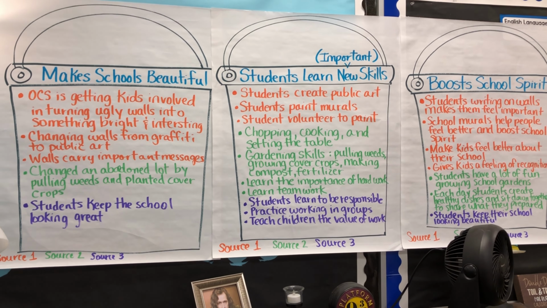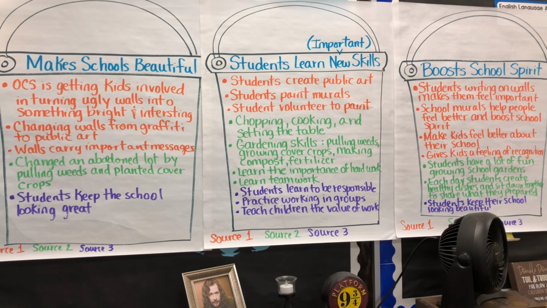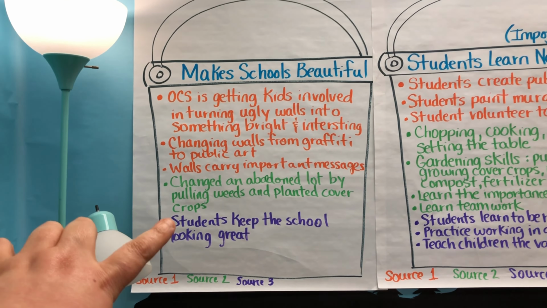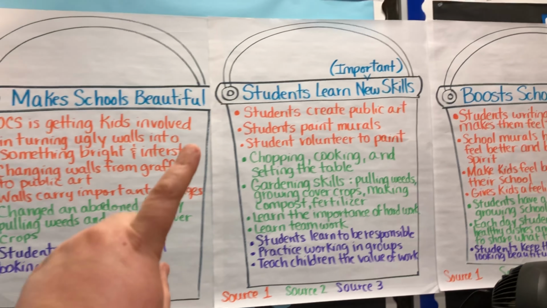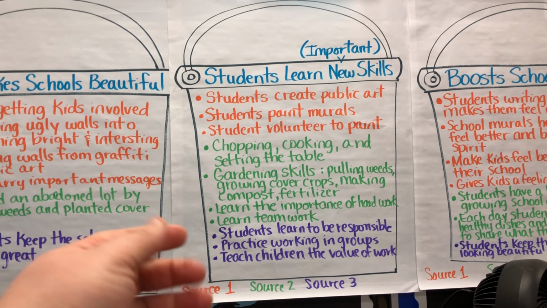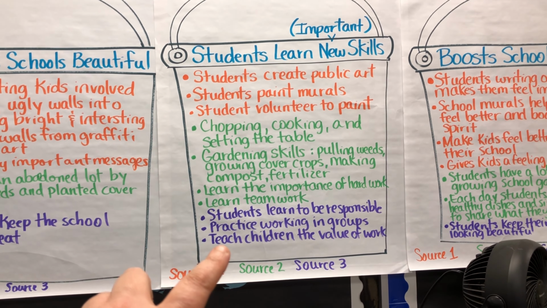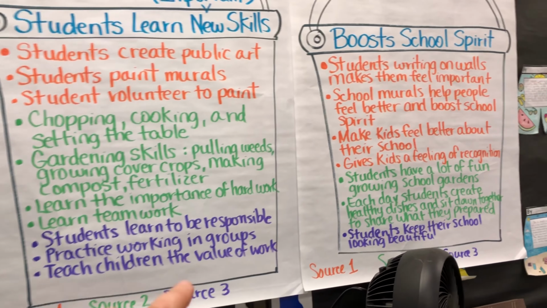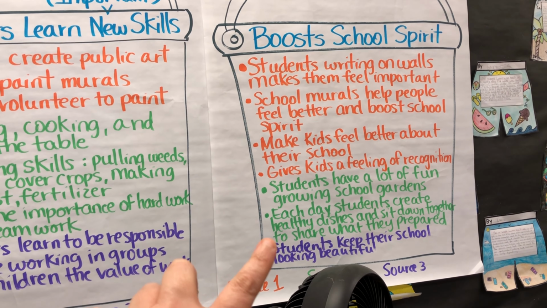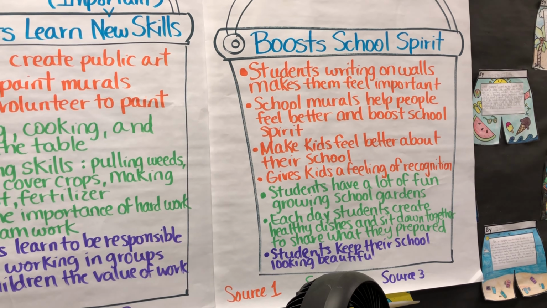And then tomorrow I'm going to show them for the opposing opinion, which is no, students shouldn't do activities. But this is the one we did yesterday. And today we decided to make this one: students learn new important skills. And all 3 sources gave us information on that. And then the other bucket that we worked on was boost school spirit, which again, all 3 sources gave us some evidence to support that idea as well.